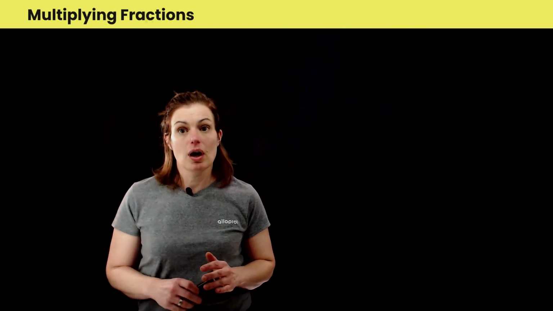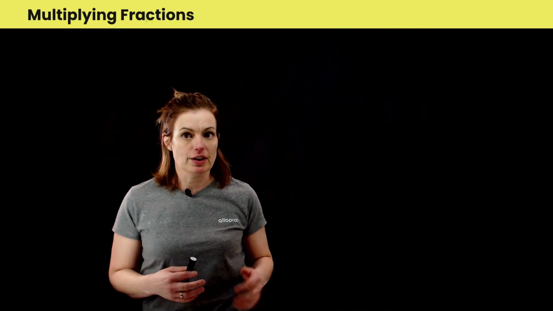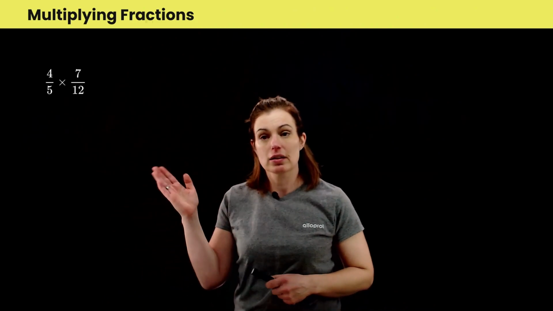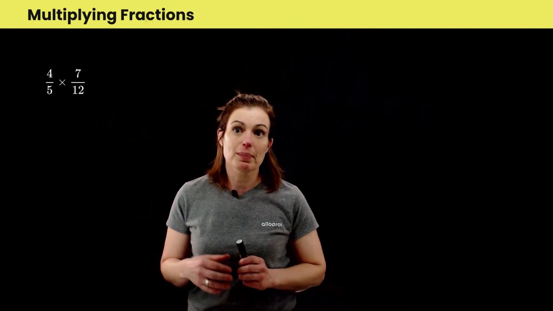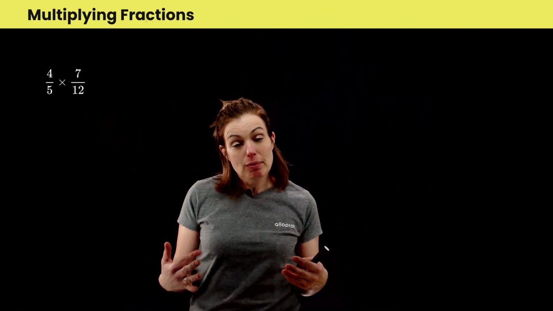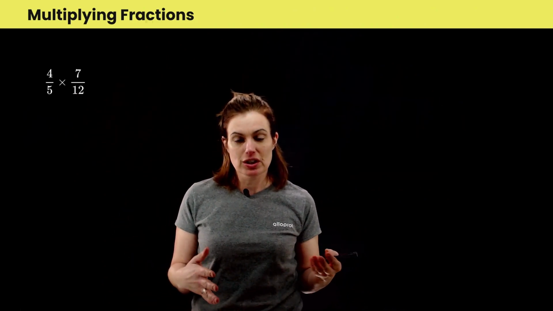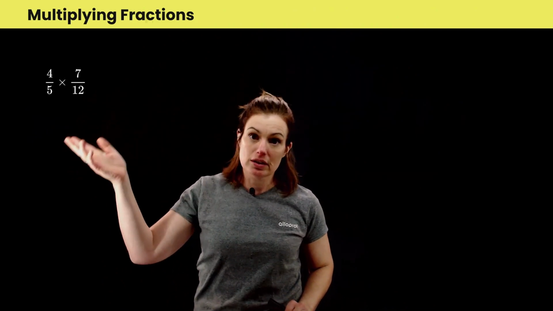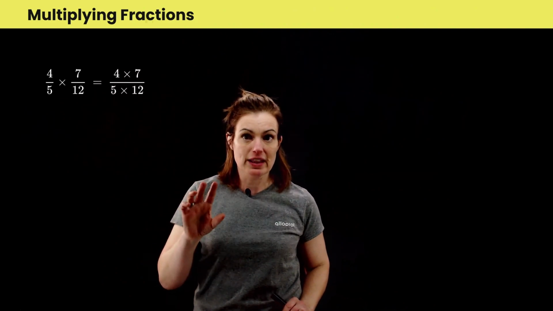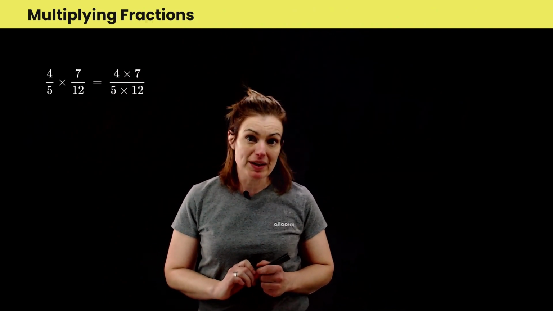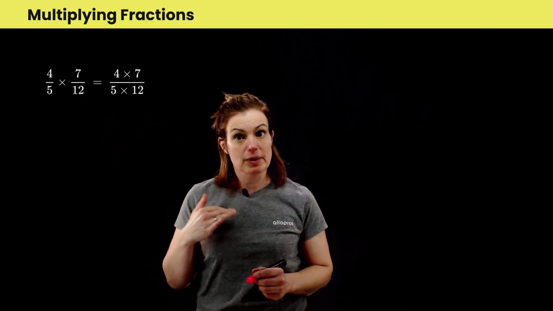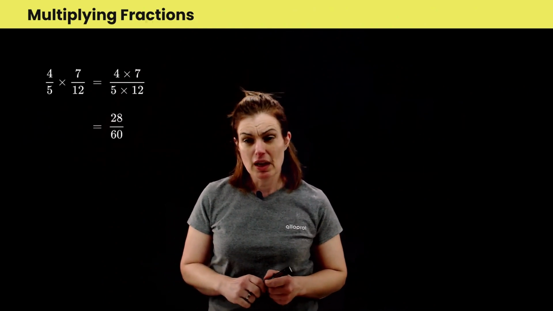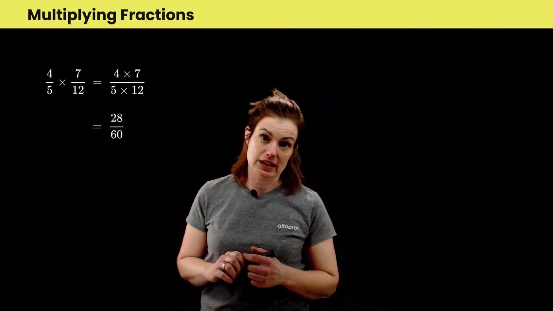So the first operation we're going to look at is multiplying fractions. And to do that, we're going to take a look at 4 over 5 being multiplied by 7 over 12. Honestly, multiplying fractions is probably the easiest of the operations because all we have to do is multiply the numerator by the numerator and the denominator by the denominator, just like this. So you see I've got 4 multiplied by 7, and that's over 5 multiplied by 12. That will leave us with 28 over 60.